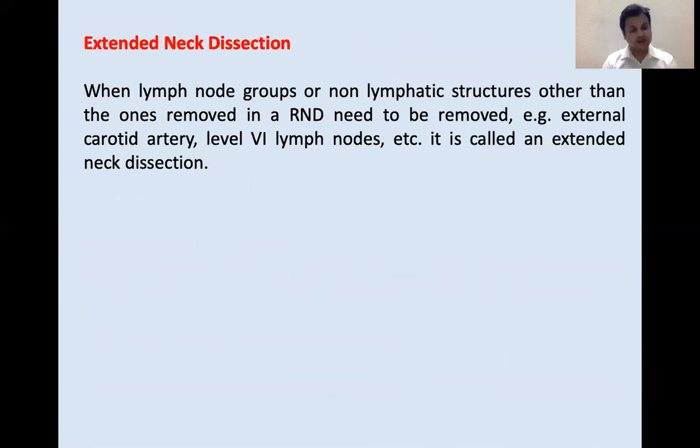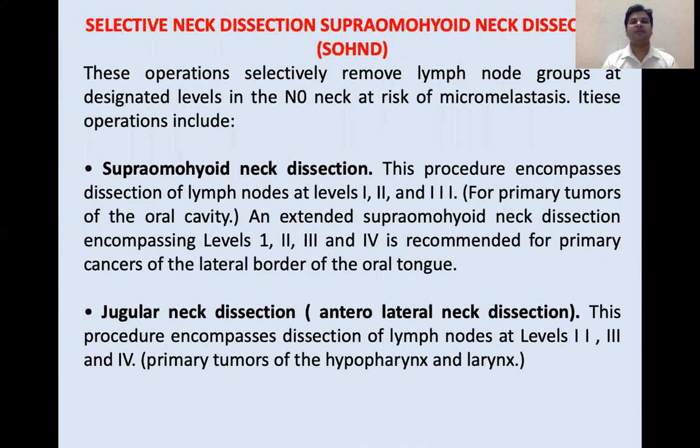Now, what is extended neck dissection? Removal of the lymph nodes level 1 to 6 along with removal of the external carotid artery. It's called extended neck dissection. Selective neck dissection, supraomohyoid neck dissection. In a supraomohyoid neck dissection, the procedure consists of removal of lymph nodes level 1, 2, and 3. And one more, extended supraomohyoid neck dissection, removal of level 1, 2, 3, and 4, is recommended for primary cancer of the lateral border of the oral tongue.